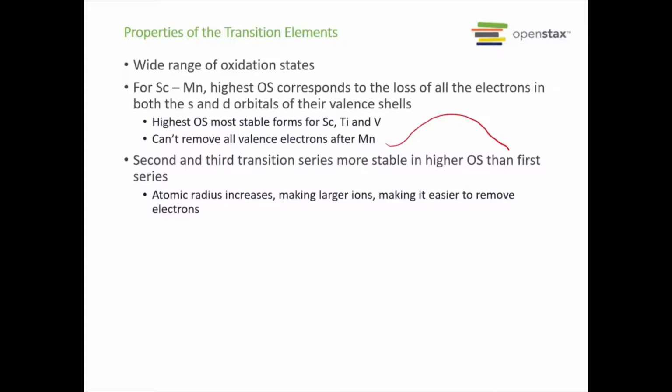The second and third transition series tend to be more stable in higher oxidation states than the first series. This is because their atomic radius is bigger, since these now have more electrons and can have larger ions. Because there's more space between those electrons and the nucleus, it's easier to pick those extra electrons off.